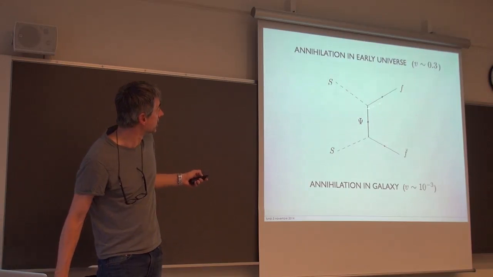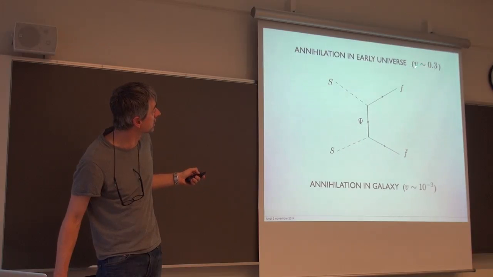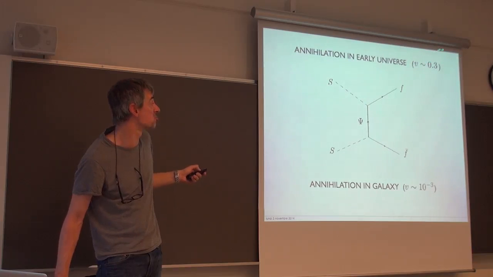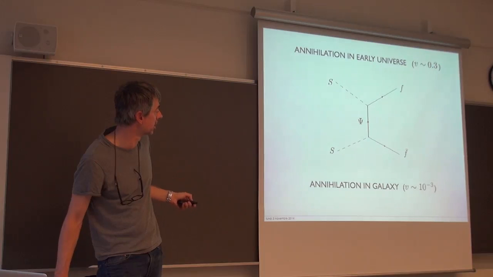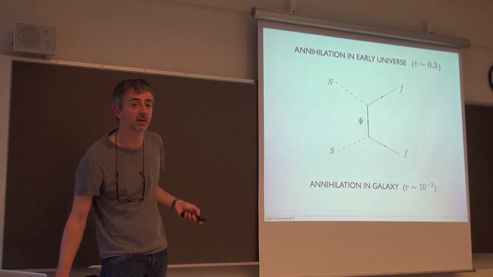So I consider annihilation of dark matter into standard model fermions, here taken as leptons. The important thing to keep in mind is that the annihilation in the early universe takes place at a relative velocity which is non-relativistic but still close to the speed of light, while the annihilation in the galaxy takes place at a much smaller velocity, of the order of 200 kilometers per second or so.